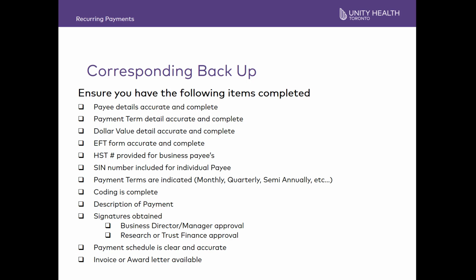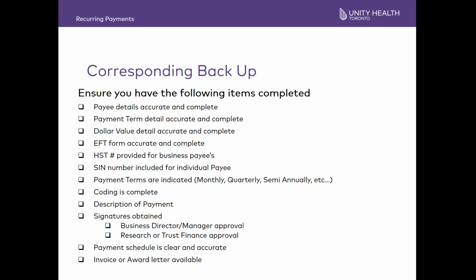Corresponding backup and details when submitting the recurring payment form. Payee details are correct and complete. This can include the address and the name of the recipient. Payment terms detail are accurate and complete. The dollar value detail is accurate and complete. The EFT form is accurate and complete. Ensure that you have an HST number provided for business recipients. A SIN number is included for individual recipients. Payment terms are indicated, either monthly, quarterly, or semi-annually, etc.